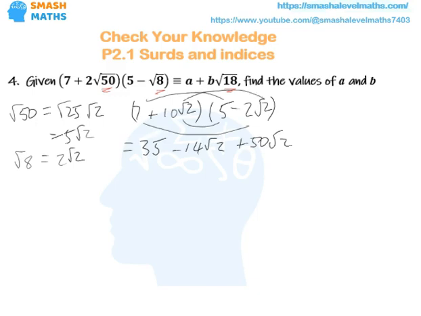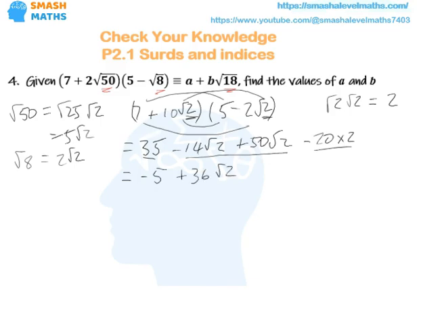Now we've got 10 times the 2, so that's 20. And then also I've got root 2 times by root 2, so that is just going to be 2. So we've got that there. So what have I got? 35 minus the 40, so that's minus 5. And I've got these two bits here, so that's going to be plus 36 root 2.